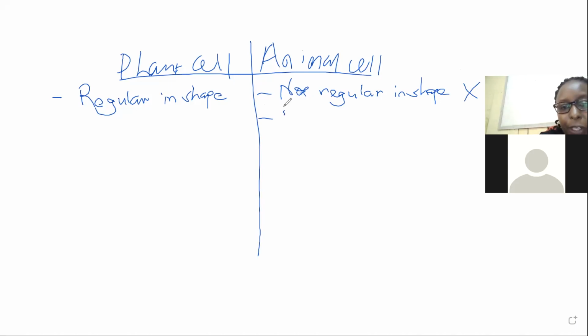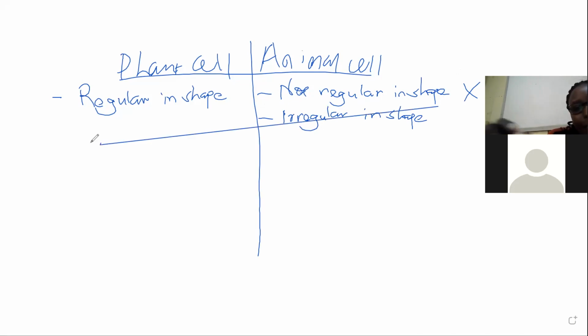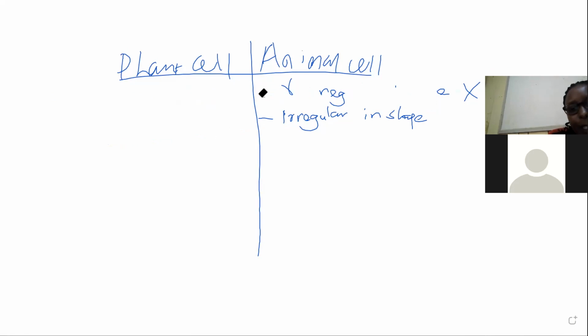The correct answer which would score, the learner is needed to give it as simply irregular in shape. Not regular in shape does not score. A difference like the plant cell has chloroplast, and then the learner goes ahead and says the animal cell lacks chloroplast. That would be okay. The student has not negated. It is as simple as that.